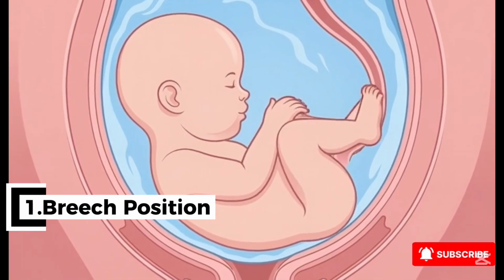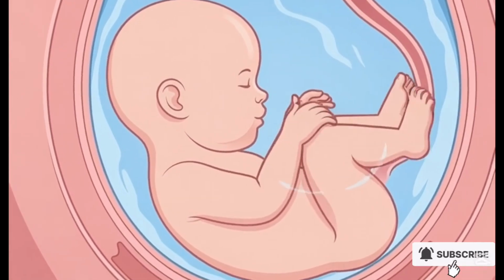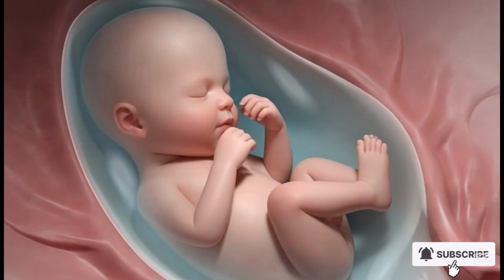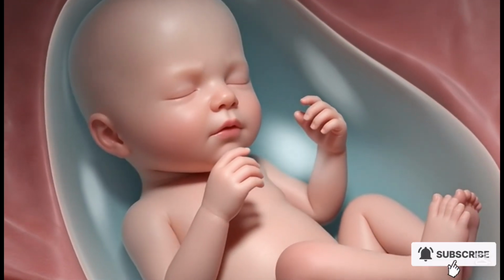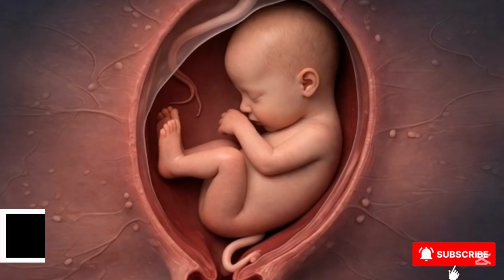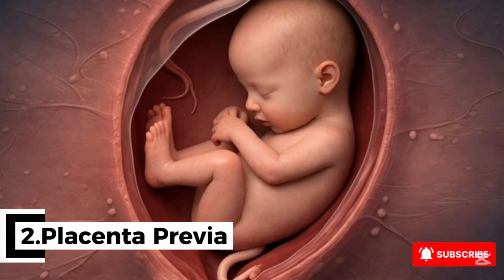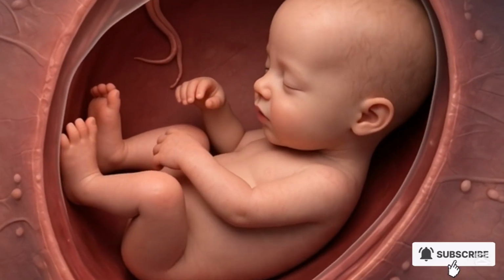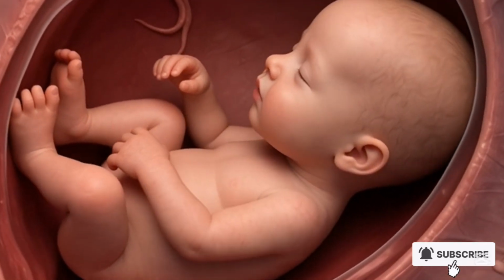Breech position. That is, the baby's feet or bottom facing down. This placement of the baby causes difficulty in normal delivery, due to which doctors recommend opting for C-section. Placenta previa. That is, the placenta blocking the birth canal. It also causes difficulty in normal delivery, so C-section is recommended.